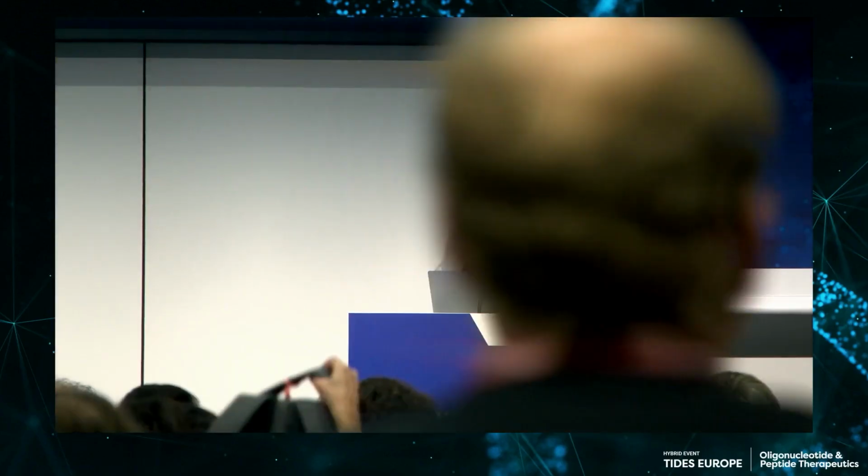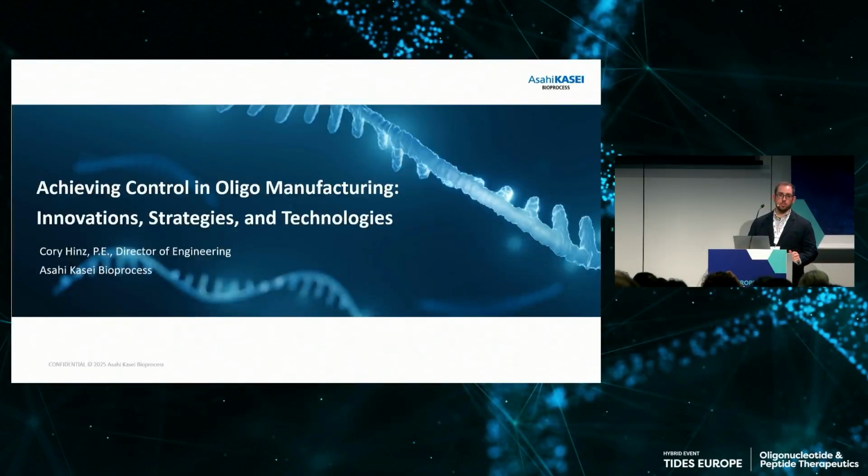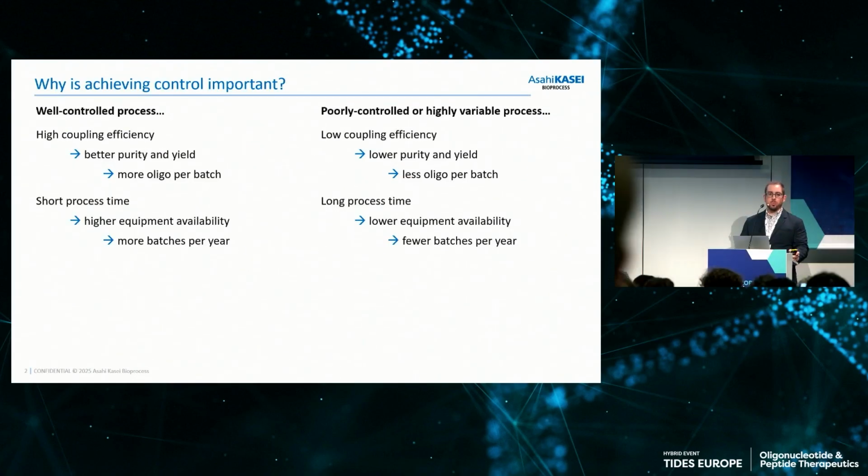I'm going to talk about optimizing an oligo manufacturing process. As we all know, why we're all here this week is that oligos are one of the most promising therapeutic modalities and are expected to continue to be so. So, tightly controlling these processes and gaining as much efficiency as possible is of the utmost importance. So, here it is. A well-controlled process has many benefits.